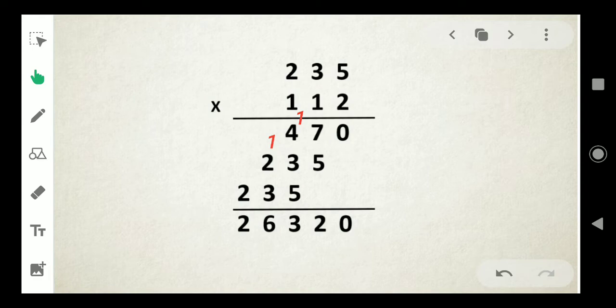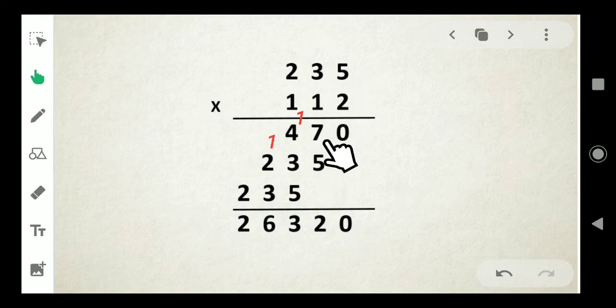Let us start it together. 2 into 5, 10. 0 here, remainder is 1. 2 into 3 is 6. Plus that remainder, 7. 2 into 2, it is 4. We multiplied with the number in the ones place. Next, we are going to multiply with the number in the tens place. So, start from the tens place itself.